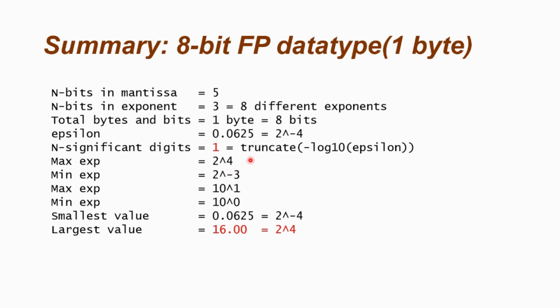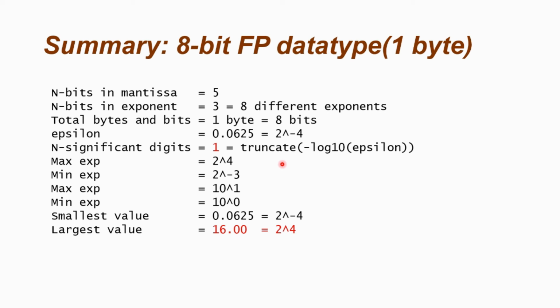The maximum exponent in base 2 is 4, minimum exponent is -3. When you convert this to base 10, the effective exponents become 10 raised to the power 1 and 10 raised to the power 0. The smallest possible value which can be stored is 2 raised to the power -4, 0.0625. The largest value is 2 raised to the power 4, 16 is the largest value. So if we have a floating point representation which can only represent values between -16 and +16 and having an accuracy of only 1 digit, it's very clear it's not going to be very practical.